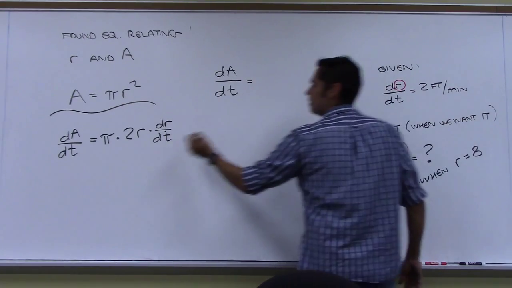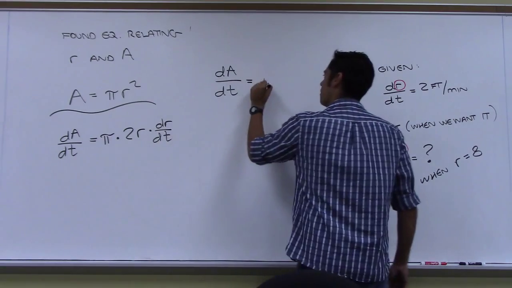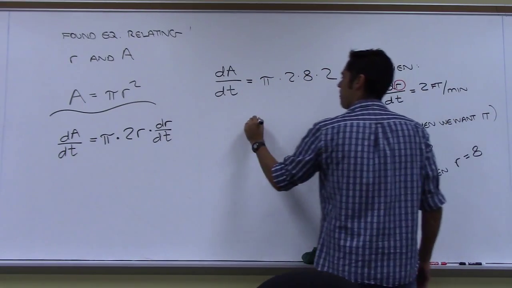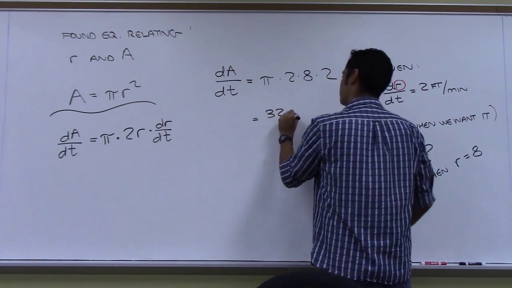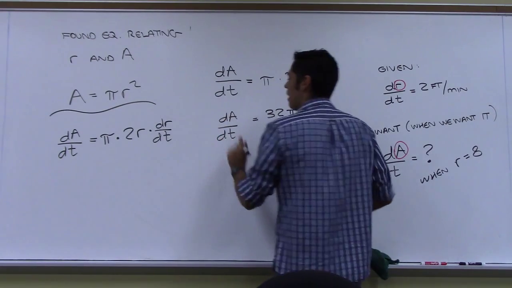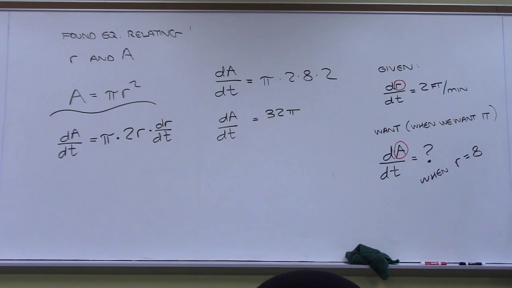Pi times 2 times 8 times 2. So pi times 2 times 8 times 2, 32 pi is dA dt. Now, that's the way I do it. I've always done it this way, and I haven't kept track of the units until the end. I'm going to show you both ways.